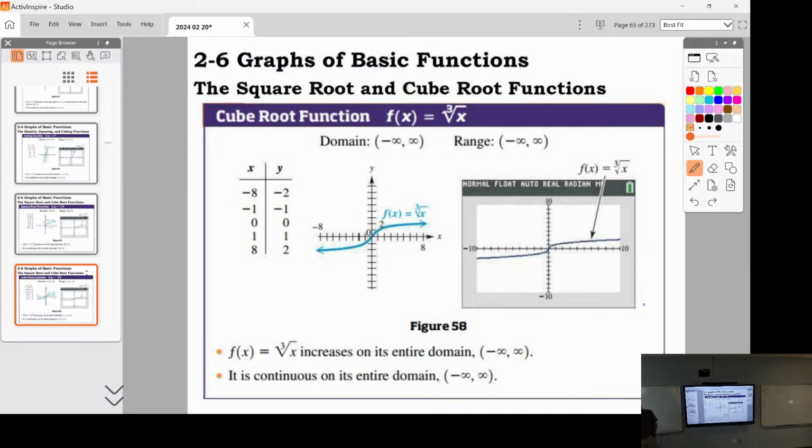Am I going too slow, too fast? How's spacing going, guys? Talk to me. All right, don't talk to me.